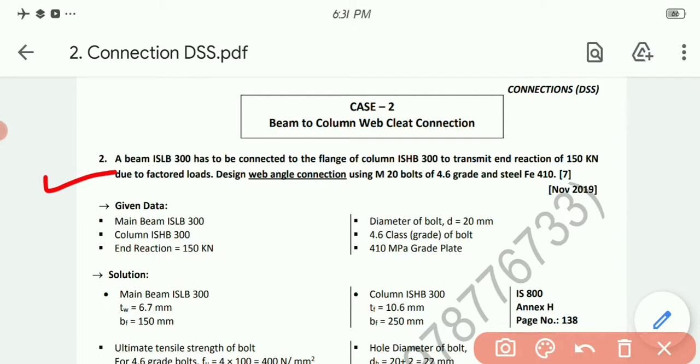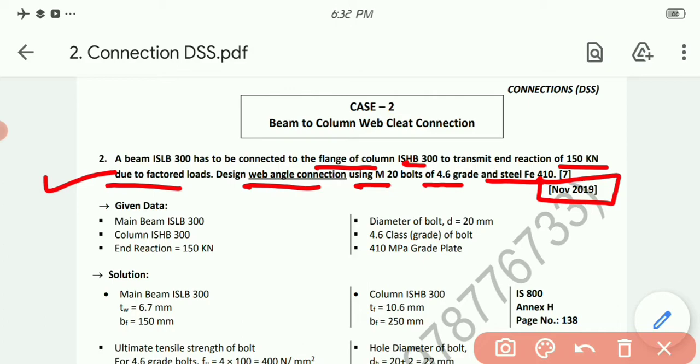A beam ISLB 300 has to be connected to the flange of the column ISHB 300 to transmit an end reaction of 150 kN due to factored loads. Design a web cleat angle connection using M20 bolts of 4.6 grade and steel Fe410. It was asked in November 2019 for 7 marks.